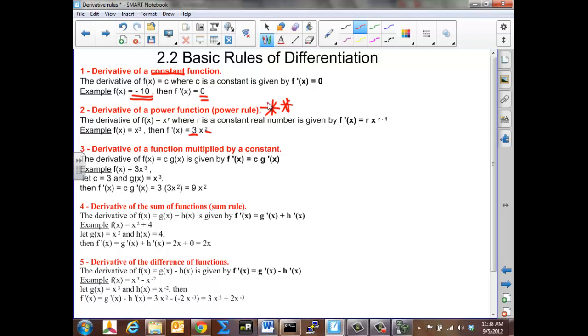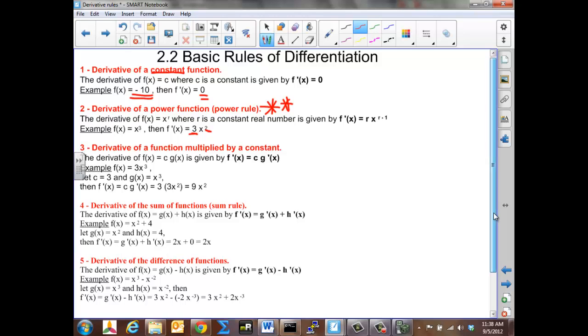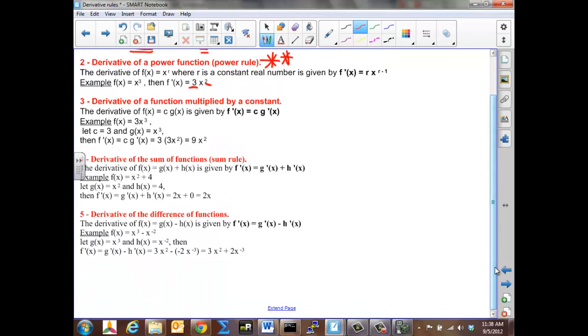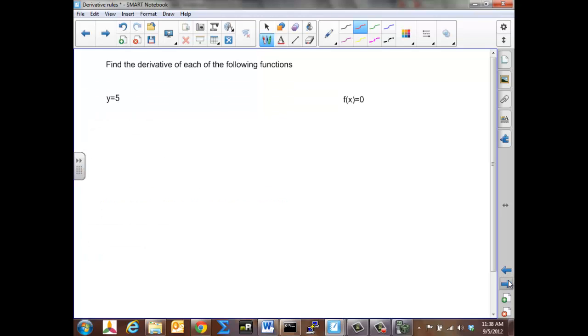Now, let's just work through some problems, and I think all of these rules will be pretty straightforward to you. So let's look at these 2 first of all. Find the derivative of each of the following. The derivative of y equals 5. Y prime equals 0. Okay? Because think about that graphically. That means y equals 5. It's a line up here. Slope is going to be 0. What about f of x equals 0? F prime is 0 also, okay?